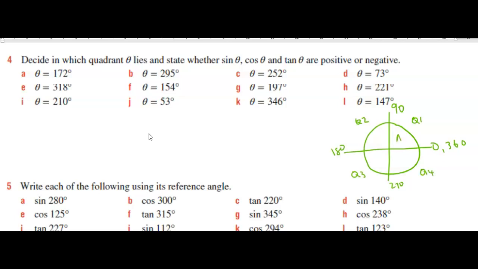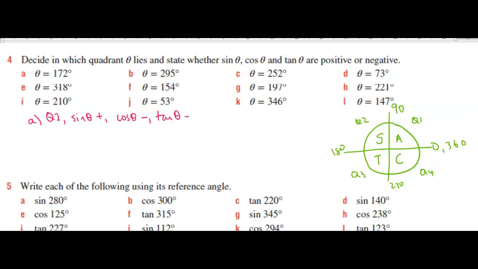In quadrant 1, everything is positive, so sine, cos, and tan are all positive. In quadrant 2, only sine is positive. Quadrant 3, only tan is positive. And quadrant 4, only cos is positive. So when you're doing this one, you can do every second question because you probably will find this one quite easy. Theta is 172. So where is 172? It's between 90 and 180 degrees. So we're in quadrant 2. And sine theta is positive. Cos theta is negative because only sine is positive.